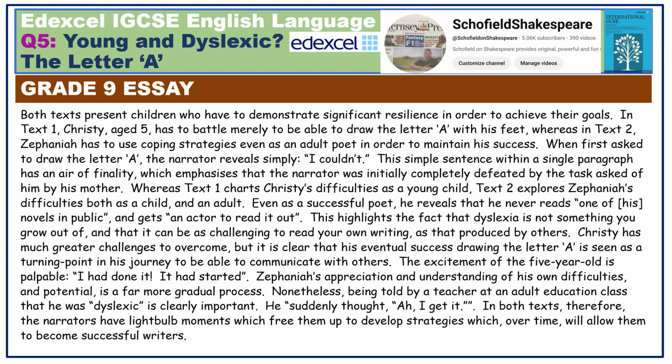Whereas Text 1 charts Christie's difficulties as a young child, Text 2 explores Zephaniah's difficulties both as a child and an adult. Even as a successful poet, he reveals that he never reads one of his novels in public and gets an actor to read it out. This highlights the fact that dyslexia is not something you grow out of, and that it can be as challenging to read your own writing as that produced by others.